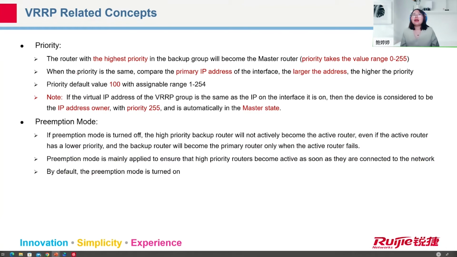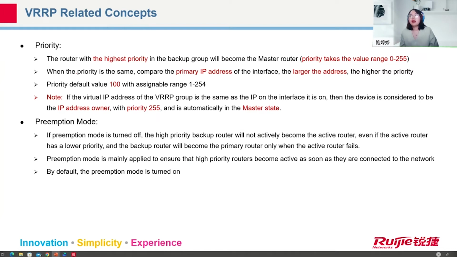Okay. And the preemption mode means if we enable this mode, the master is first selected by the highest priority, right? And later, if on the backup we use a command to change the priority to be higher than the master, the previous master will become backup. And later, the highest priority will become a new master. So if we enable this mode in our network, the highest priority device will become the master all the time.